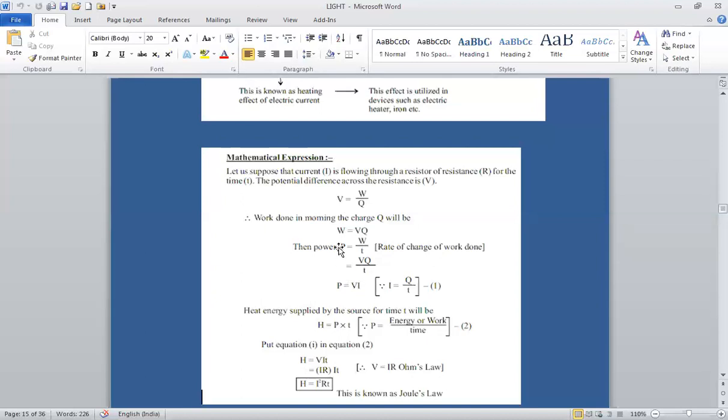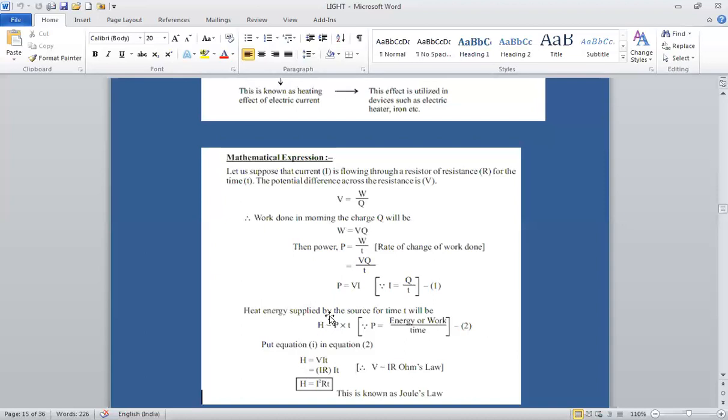And we know that power is equal to potential difference into current, P is equal to VI, and we also know that I is equal to Q by T. So putting the value of I over here, we get P is equal to VQ by T. It is the same. So we can write V into Q by T as VI also.